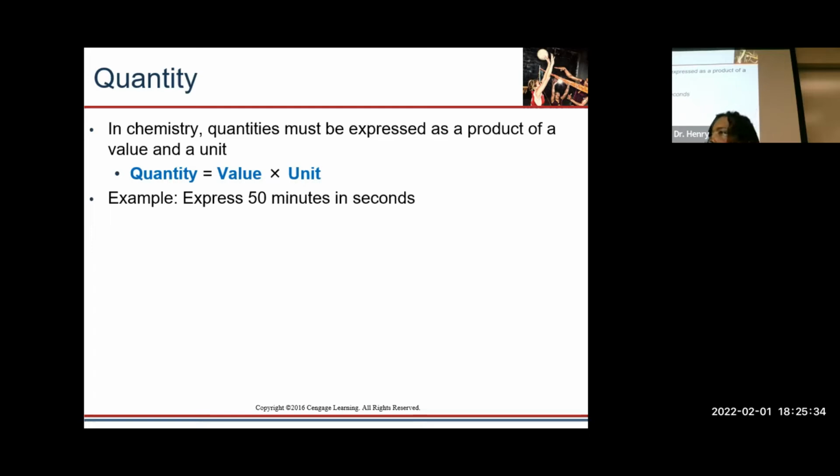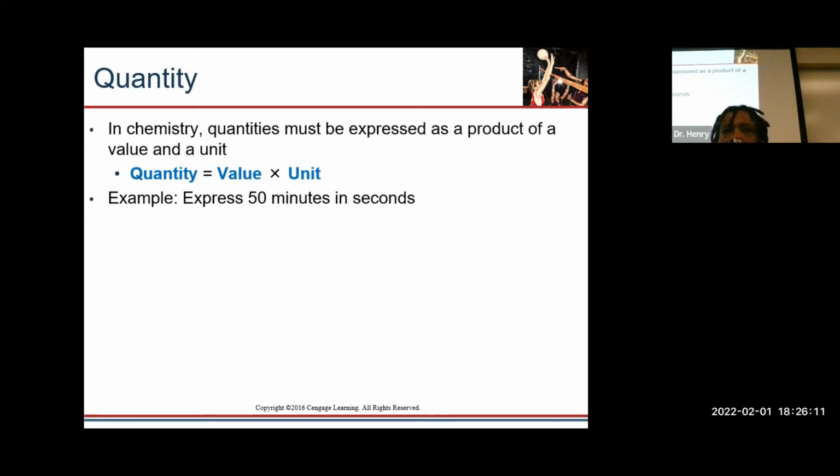When we're working with chemistry, it is very valuable that you put the unit. Are you talking about 5 atoms? 5 molecules? 5 milligrams? So we need to know what units we're talking about, okay? So, example, express 50. If I just told you 50, you'd say 50 of what? But if I say express 50 minutes in seconds, then I know exactly what I need to do, right?